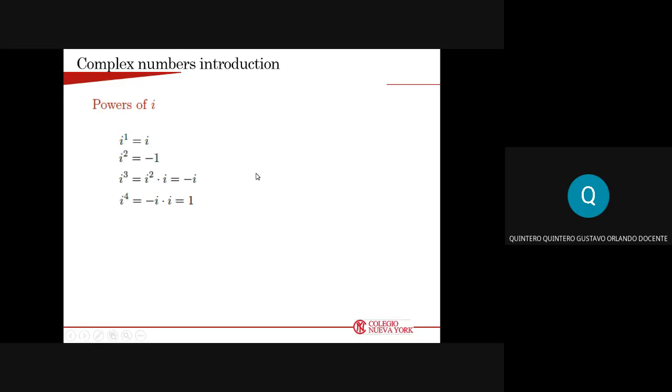Now, there are some powers of i. And just like we see in the class, these powers repeat. So i to the 1 is i, i to the second is -1, i to the third is -i, i to the fourth is 1. And then it will repeat again. i to the 5th is i, i to the 6th is -1, i to the 7th is -i, and i to the 8th is 1. Then it will continue to repeat.